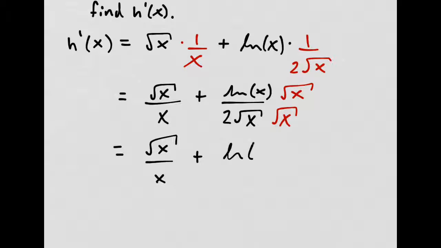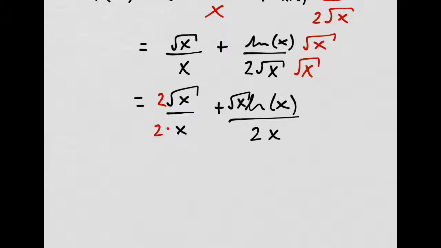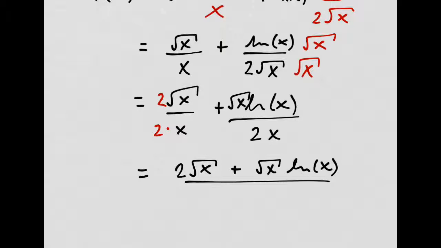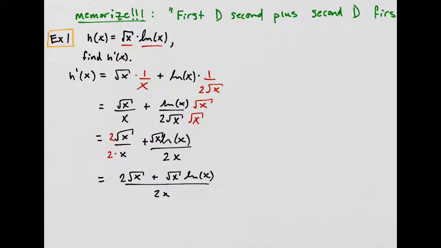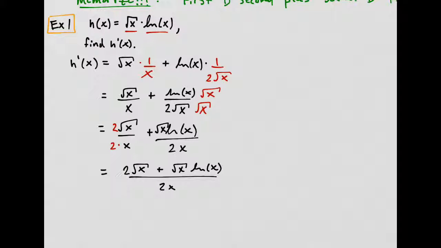So we have the natural log of x, times the square root of x. I'll put this in front, because it's multiplication. It just looks a little bit better there. And then 2, and then square root of x times the square root of x is x. And to get a common denominator, I have to multiply the first one by 2. So your answers might be written like this: 2 times the square root of x plus the square root of x ln of x, all divided by 2x, or something like that. Yeah, that's it. Find the derivative. That's how you do that. First d second plus second d first.